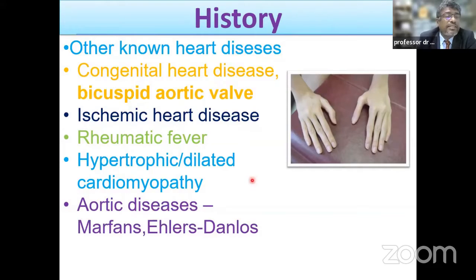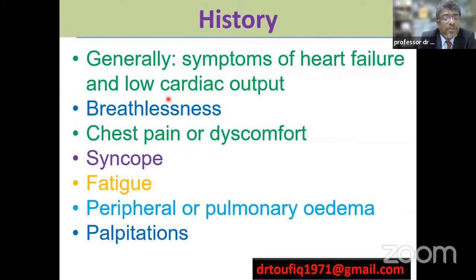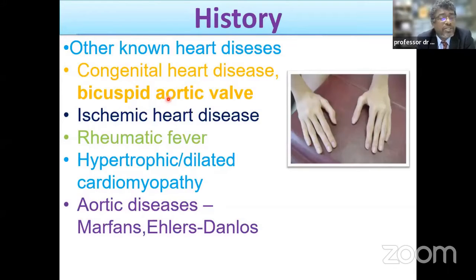And there may be other causes of the disease. There may be congenital heart disease, that is bicuspid aortic valve. A patient with bicuspid aortic valve usually has aortic stenosis, but the patient may present with aortic regurgitation also. There may be ischemic heart disease. There may be rheumatic fever. In rheumatic fever, we all know that usually the mitral valve is involved, but in some cases, as well as the mitral valve, the aortic valve may also be involved. The aortic valve is the second valve usually involved in rheumatic fever, when you consider the frequency of heart valve involvement.